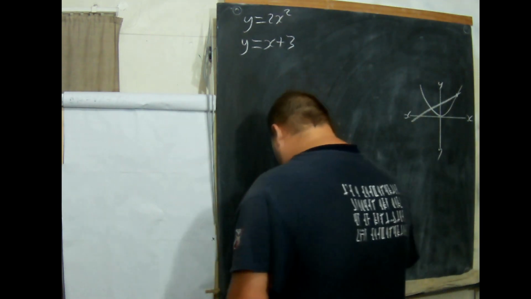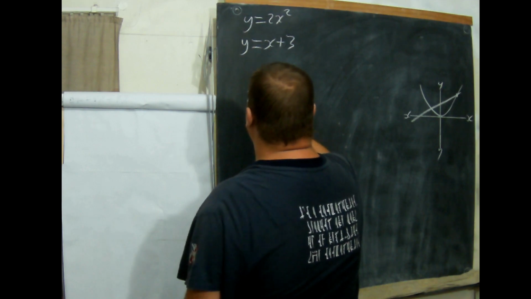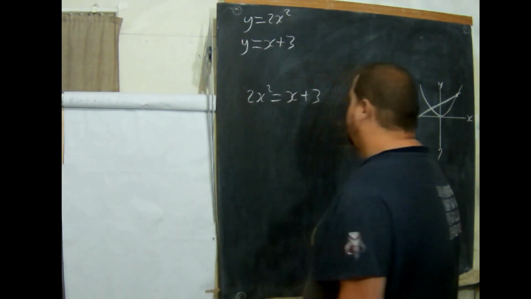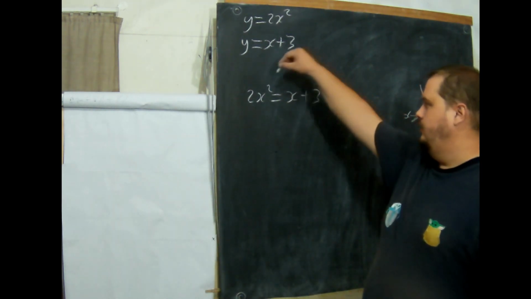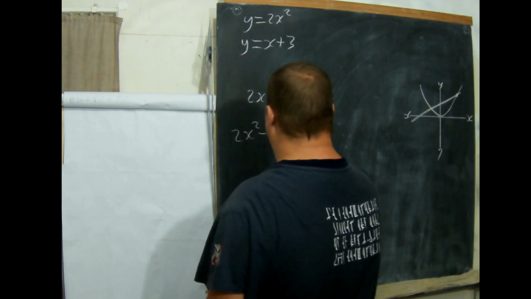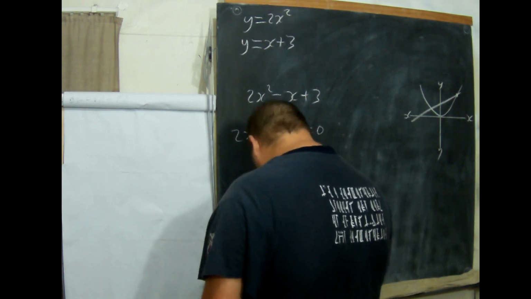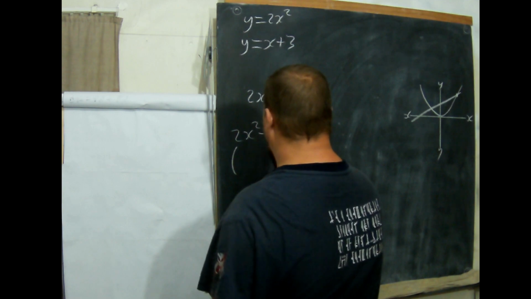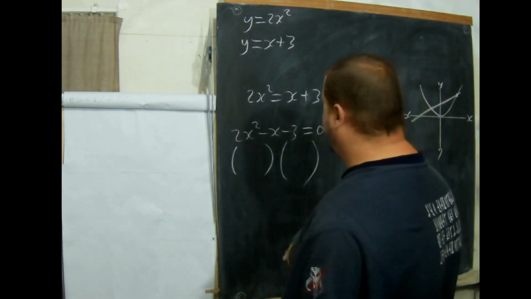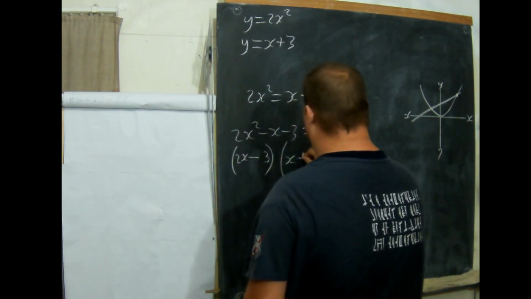Right, so what you need to know is both y's equal each other. So 2x squared equals x plus 3. All we need to do is move x plus 3 over to the other side. So it becomes 2x squared minus x minus 3 equals 0. Okay, and when we factorize this, it'll be 2x minus 3 and x plus 1.